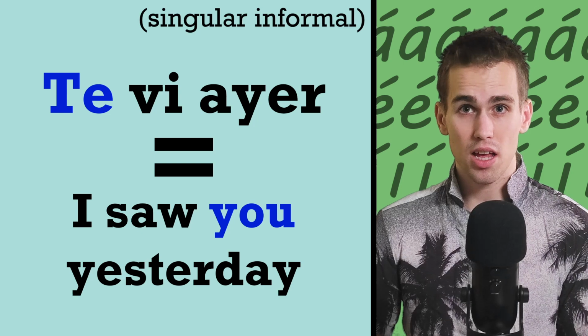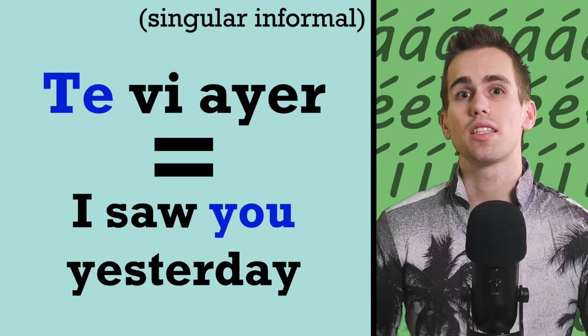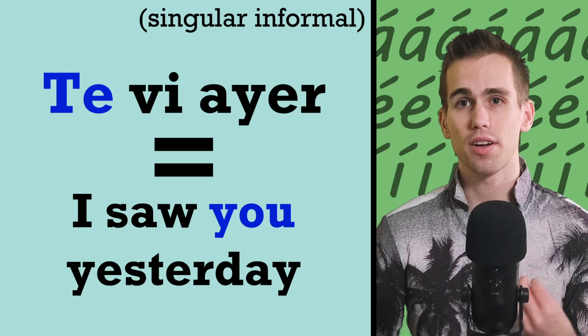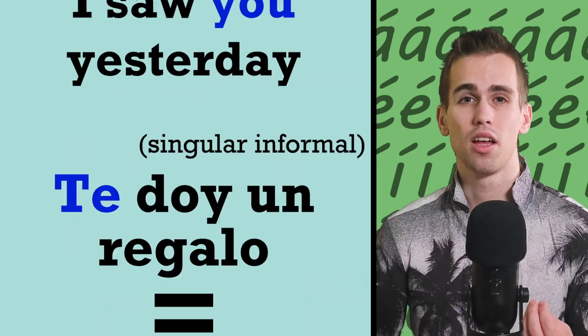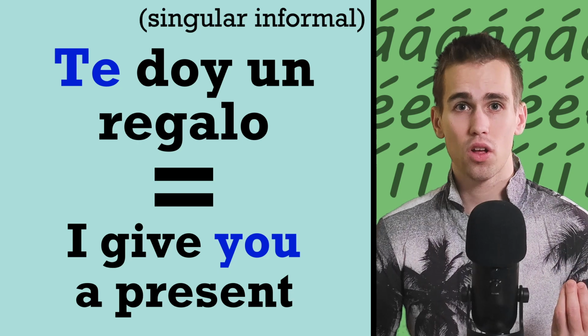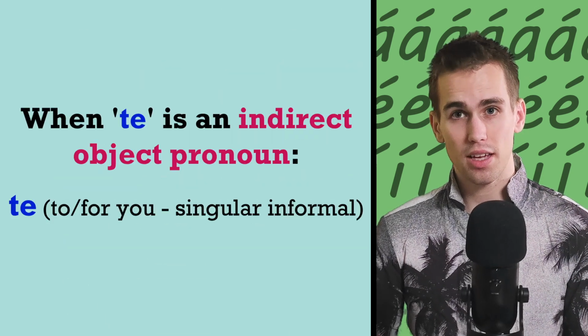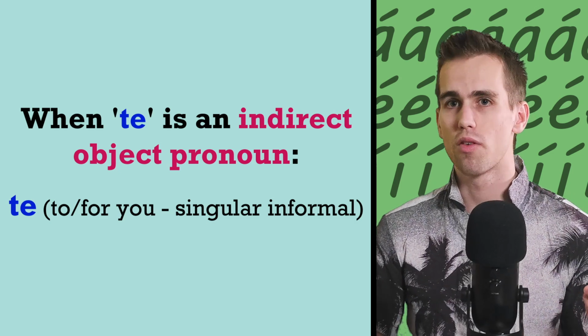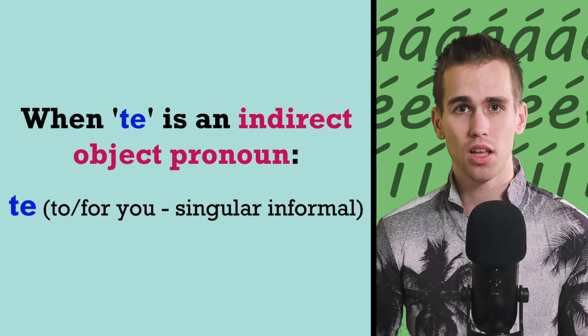Te vi ayer. In this case, te is a direct object pronoun since it directly receives the action. Te doy un regalo. In this case, te is an indirect object pronoun since it tells us to whom or for whom the action is done.